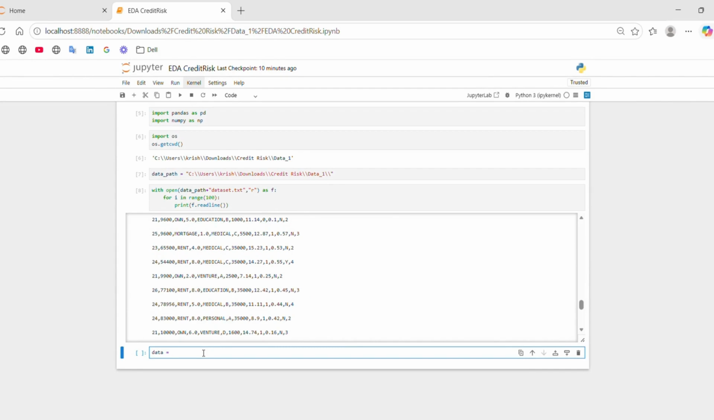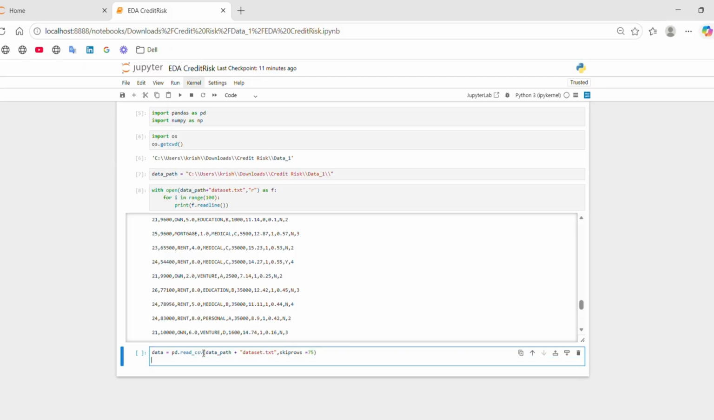So for that, what I'll do is I'll use the command pd.read_csv, then data path, and then my dataset.txt, and then there is a command called skiprows which will allow me to skip the rows. So I'll do 75 data.